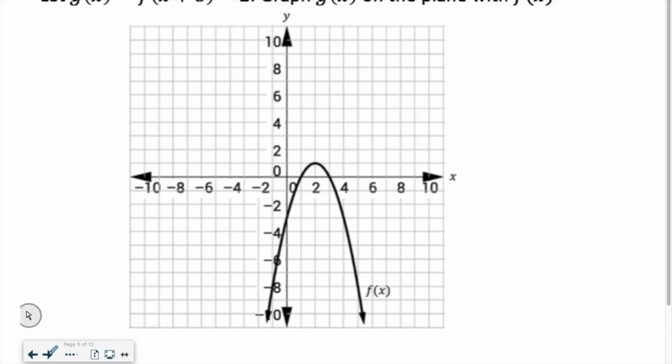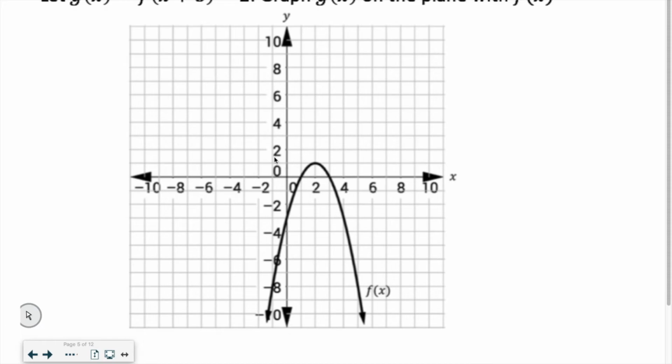All right, and now take a look at this one. Let g of x equal f of x plus 3 minus 2. Graph g of x on the plane with f of x. Okay, so g of x is what we're going to create. f of x is this original function. So the first thing we have to do is add 3 to that amount. So if we're adding 3, this will be shifting to the left by 3.